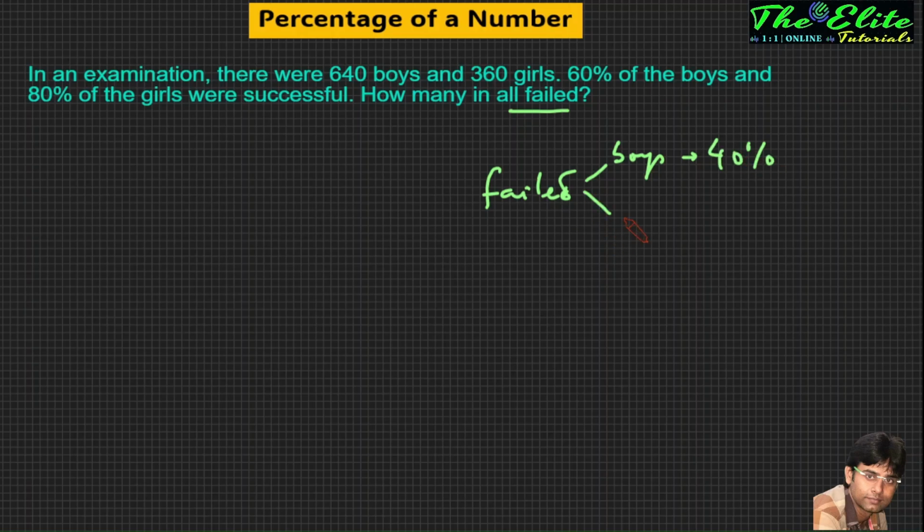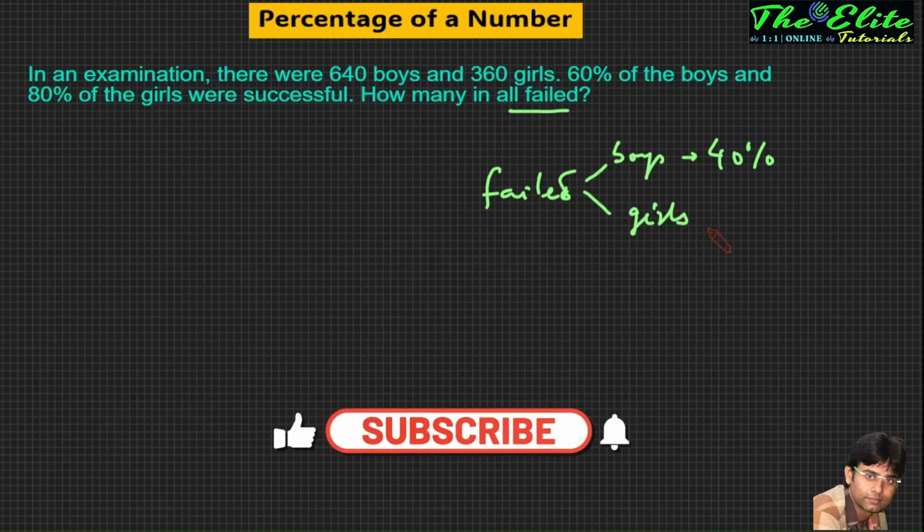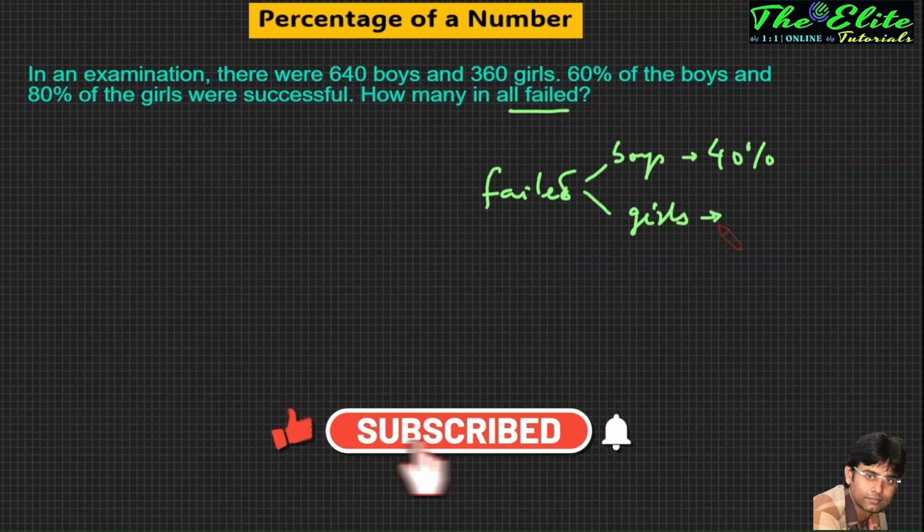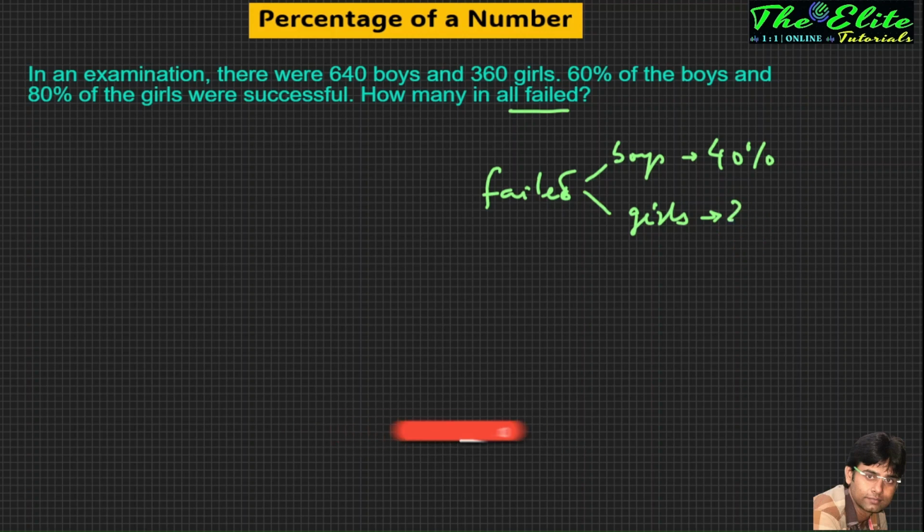And among the girls, it will be how much? See, they are saying that 80% of the girls are successful. So the girls who might have failed would be how many percent? 20%. Why? Because 20% and 80% make 100%. Okay. So from total, if 80% passed, then 20% failed. As simple as that. From the total, if 60% passed, then 40% failed.